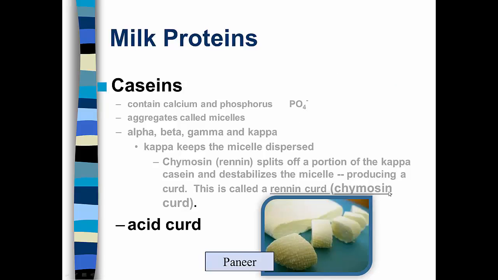The chymosin curd is a curd you get when you add the enzyme chymosin to milk, and it's going to split off those hairy things off of the kappa casein. It's going to enable the casein micelles to clump together, and the curd you get as a result of that is a renin curd. This is different from an acid curd, and an acid curd is something you get by just adding acid to milk.